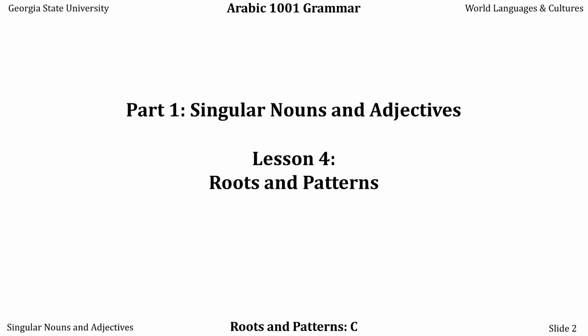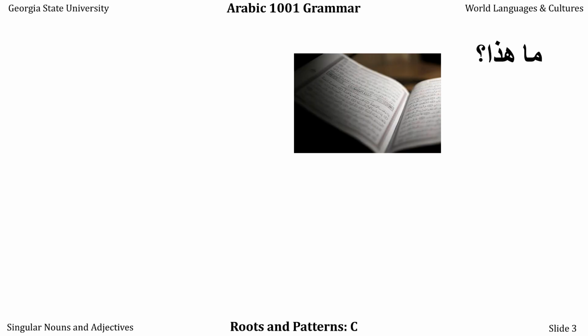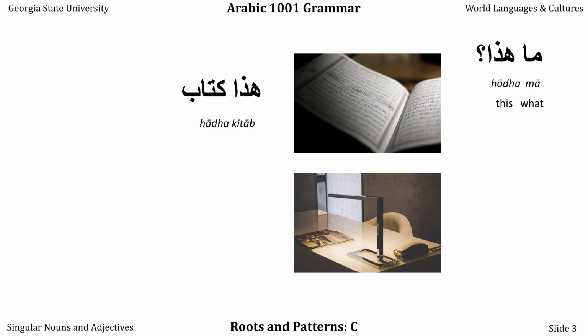In this fourth lesson, we are discussing roots and patterns, and in this final section of the lesson, we will talk briefly about unsafe roots. We know this question, ma hadha, what's this? Our answer is hadha kitab, this is a book. Ma hadha, what's this? Our answer is hadha mektab. This is a desk or office, in this case, a desk.